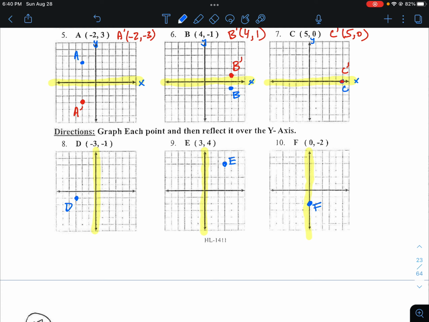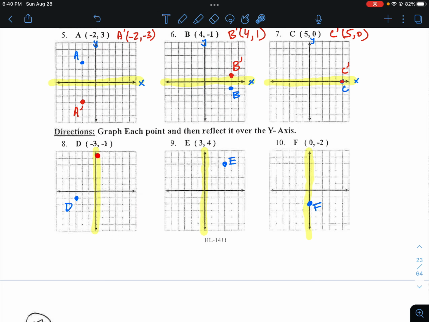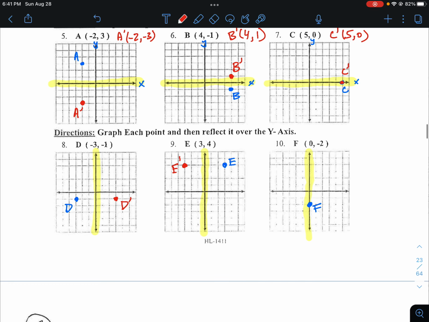And that's F. All right, let's graph the reflections now. So if this is the line of reflection, D is 3 to the left, so it's going to be on the other side, 3 to the right. We call that D apostrophe or D prime. E is 3 to the right of the line of reflection, and this one is going to be 3 to the left of the line of reflection. 1, 2, 3. That's E prime. And then the line of reflection is right here. F is on the line of reflection, so F prime is also on the line of reflection. Doesn't move at all.